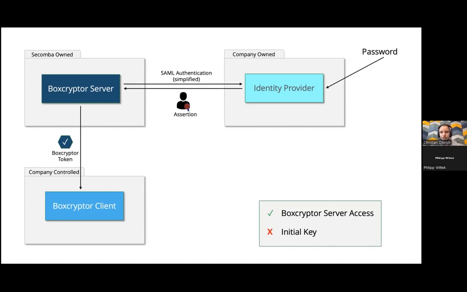By the way, I'll simplify this procedure a little bit to make the graphics easier to understand. So I'm cutting out the relying party, and I'm just sketching this as a communication between the Boxcryptor server and the identity provider. When it says SAML, then it's obviously always over the Boxcryptor client.